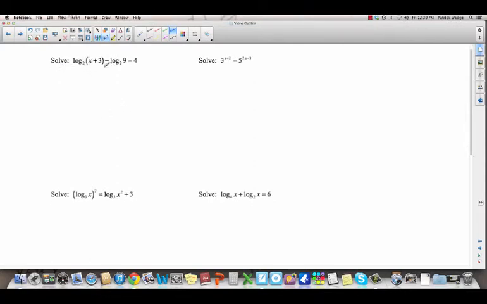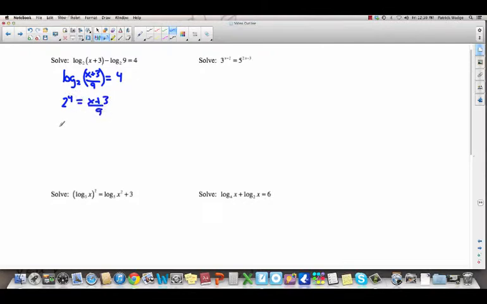Okay, on the left-hand side here, we can again combine our arguments. We're using the quotient law this time. So base 2 log of x plus 3 divided by 9 equals 4. And we don't have logs on both sides, but we could now turn this into exponential form. 2 to the 4th power equals x plus 3 over 9.